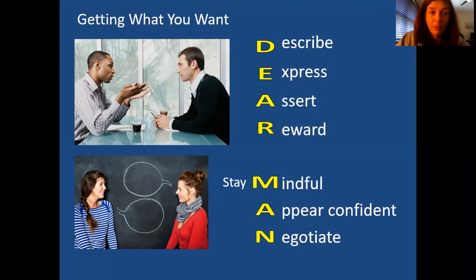And finally, negotiate, because maybe you can't get exactly what you want, but you can get part of what you want. Or maybe you can come up with a different solution by talking it through with the person. All right, so have a little flexibility in that phase. So that's the DEAR MAN skill.